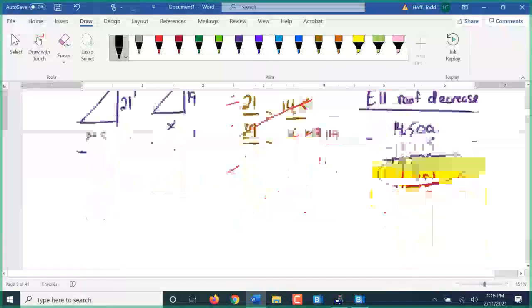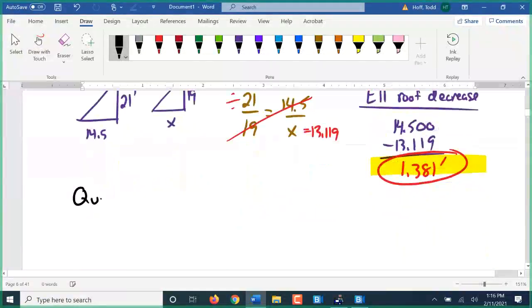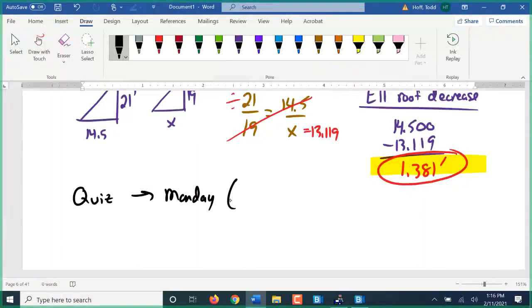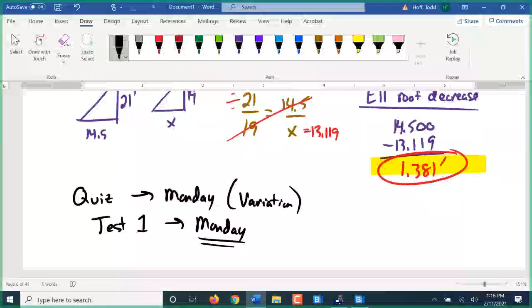Right now, you have that homework worksheet. There is a quiz that'll be on Monday. That quiz on Monday will be on this variation stuff that we just talked about. And then test 1, the unit 1 test, is also on Monday. One of the disadvantages of a 2-hour class is we squeeze a quiz and a test on the same day. On Monday, I will still do some items going over more of these hip and valley calculations and stairway calculations if needed.